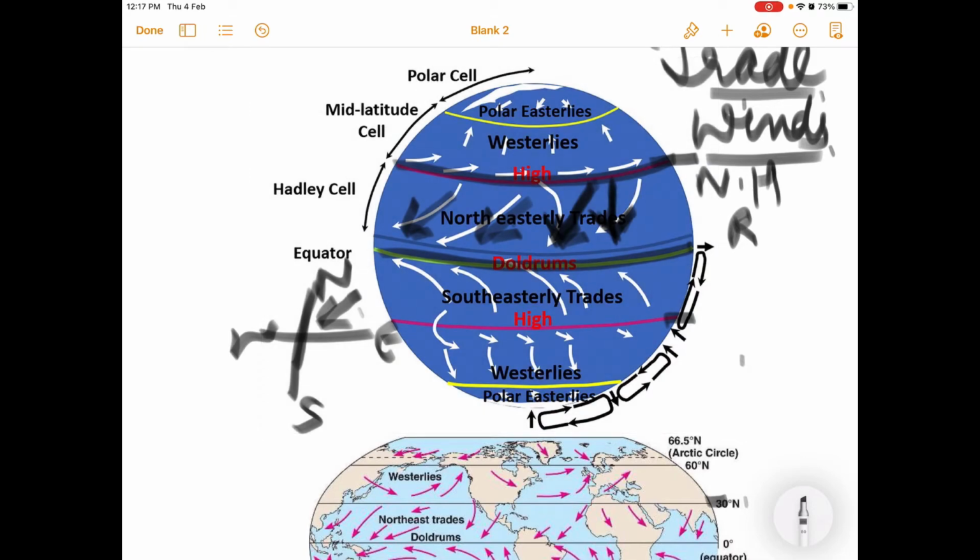So the name of the wind is given according to the direction it blows. That is why here the winds are northeast trade winds, and vice versa in the southern hemisphere the winds are deflected towards the left. If the wind is blowing like this from high to low, it will be like this, but what will be its left? It will go like this towards the left. The bend will be towards left.